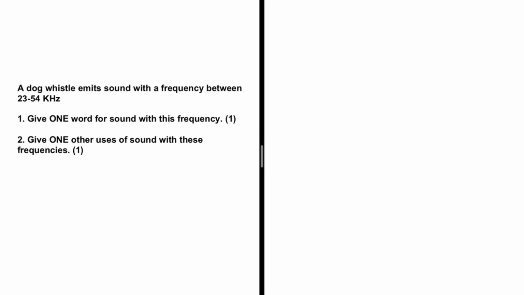We have a sound emitted with a frequency between 23 and 54 kilohertz. And then the first question: give one word for the sound with this frequency, 23 to 54 kilohertz. So this is ultrasound. So there we go. We've just answered the first question.